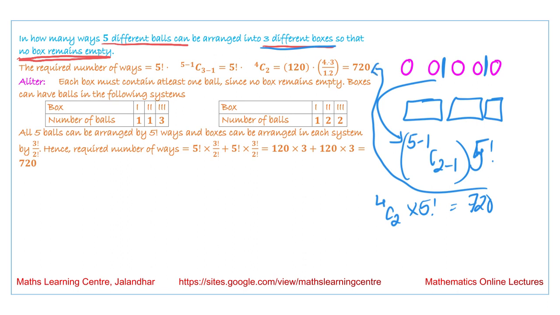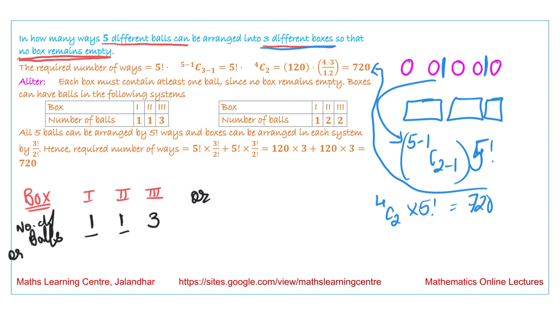Otherwise, how we can see this result is, the first case we are talking about, we have the first box, second box and third box. In these boxes, the number of balls that can be arranged can be 1, 1 and 3, because no box should remain empty, or the number of balls arranged is 1 ball in this, 2 balls in this, 2 in this.